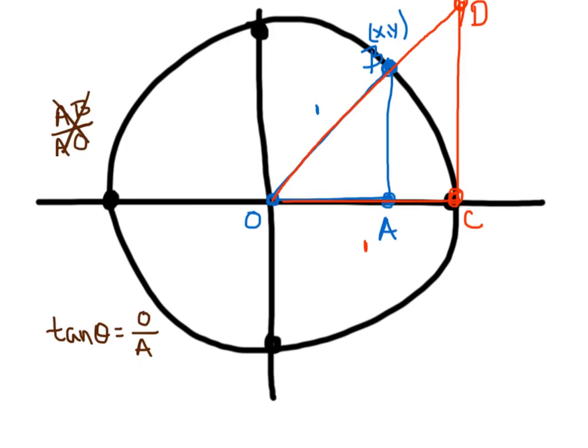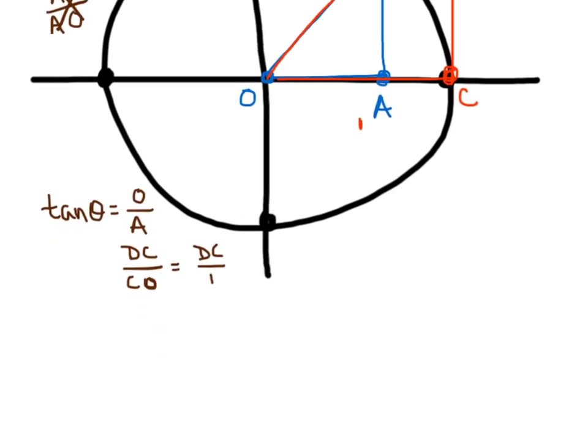And if I focus on the red triangle, DC is going to be the opposite. CO is going to be the adjacent. And what's beautiful is we know that CO has a length of 1 because it's just the radius of the circle. So to summarize what we've just discovered, let's say in our notebook that the tangent of theta is equivalent to the length of side DC.